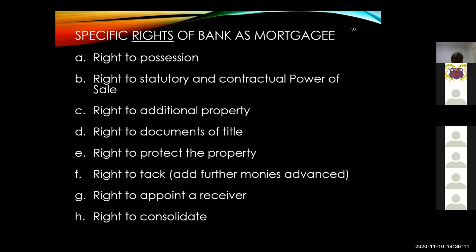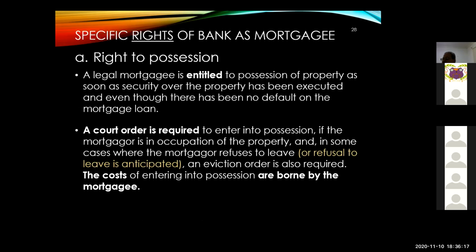So let's first of all look at the right to possession. Okay. The legal mortgagee is entitled to possession of property as soon as security over the property has been executed, and even though there has not been any default on the mortgage loan or any other breach of the mortgage contract, okay. I notice it's saying that they are entitled to possession, okay.